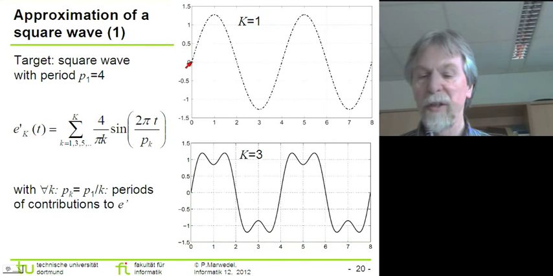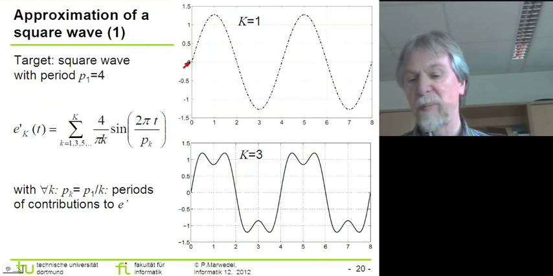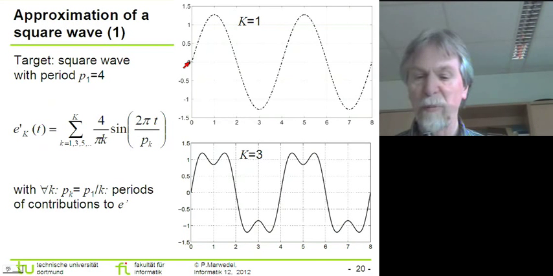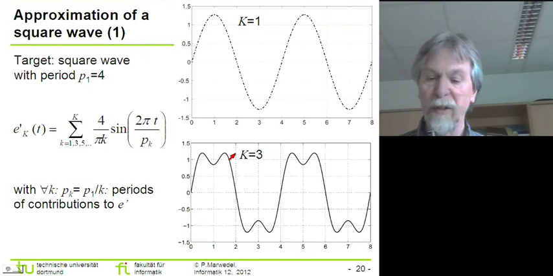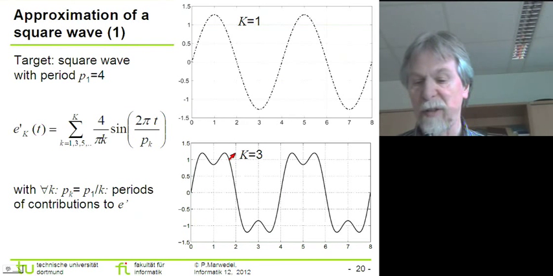So we start with a single sine wave there, which has the same period as the square wave, but obviously it's not yet approximating really a square wave. So next we consider the case of k equals 3, where we have added another sine wave that has a frequency that's 3 times the frequency of the sine wave that we see over here.